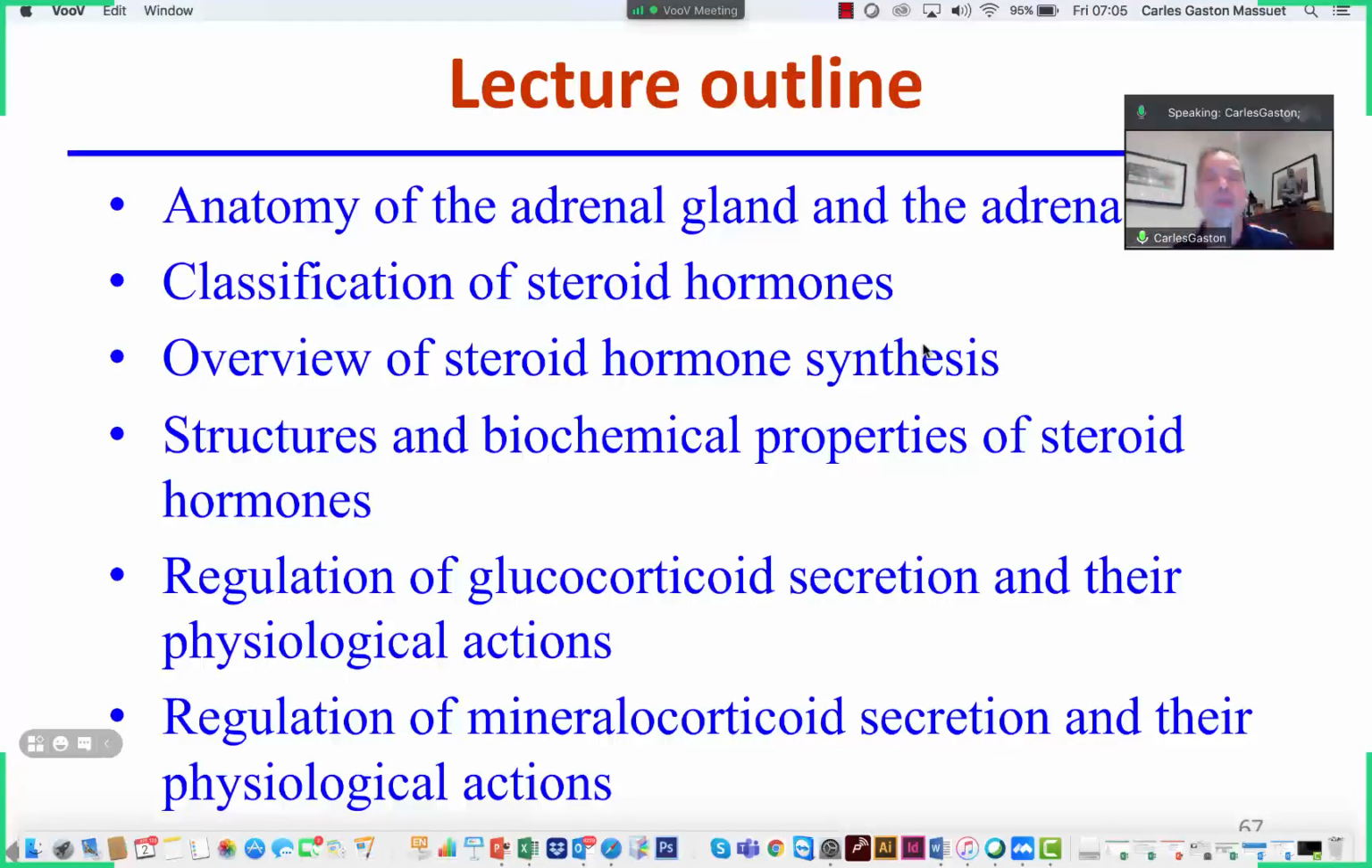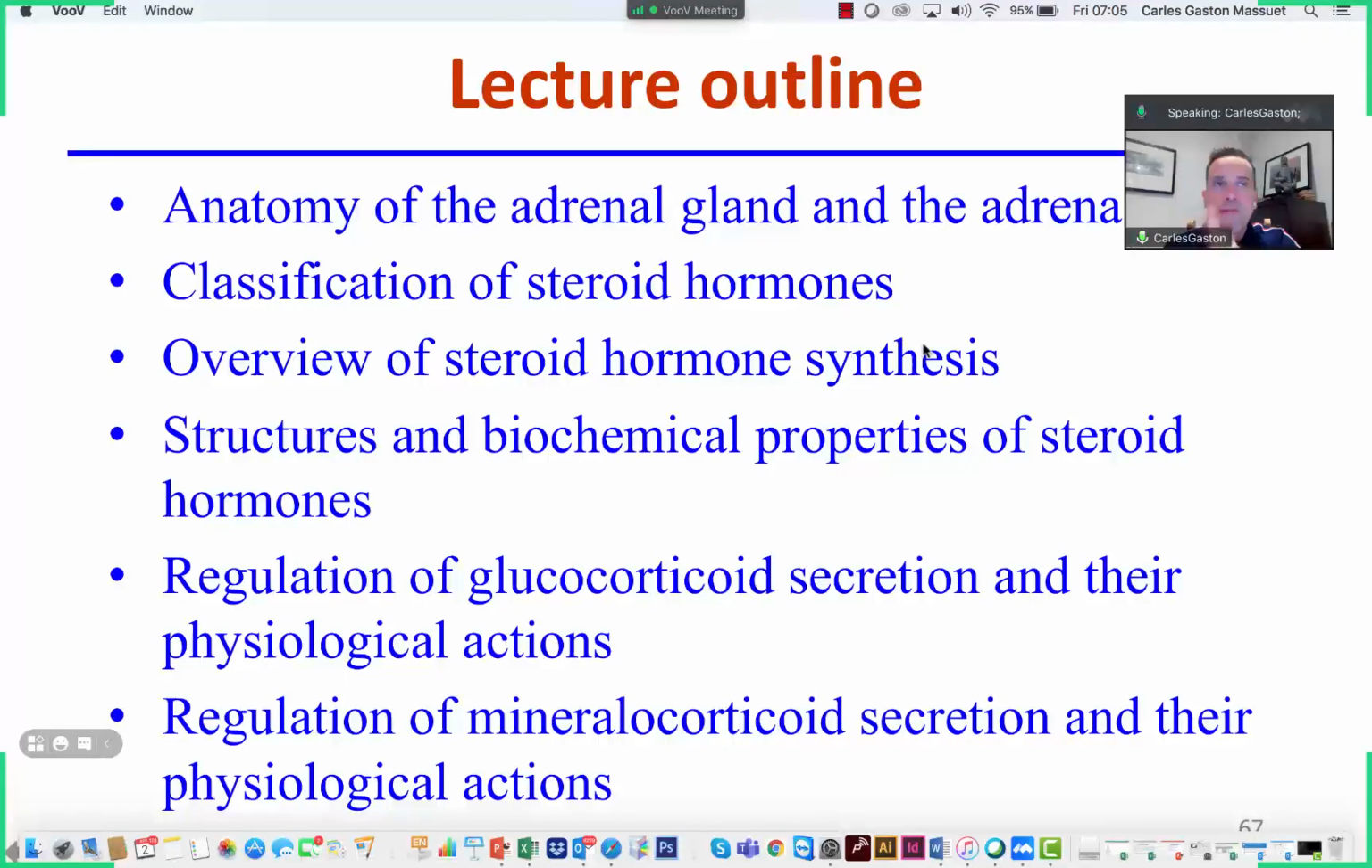Okay, fantastic. So we're going to start the last part of the module of this term. And just to recapitulate, we did study the anatomy of the adrenal gland. We did study the classification of steroid hormones yesterday. We did a big overview on the hormone synthesis. I know these pathways were slightly complicated, but they will become second nature if you end up working with them.